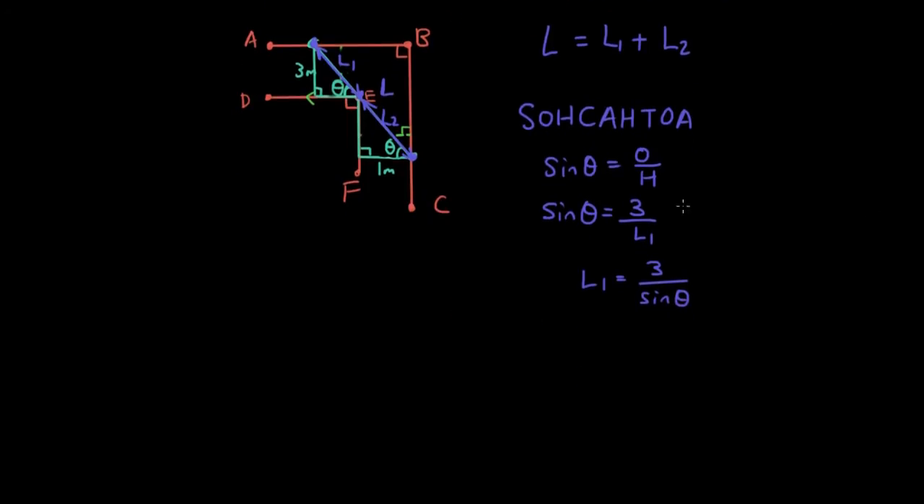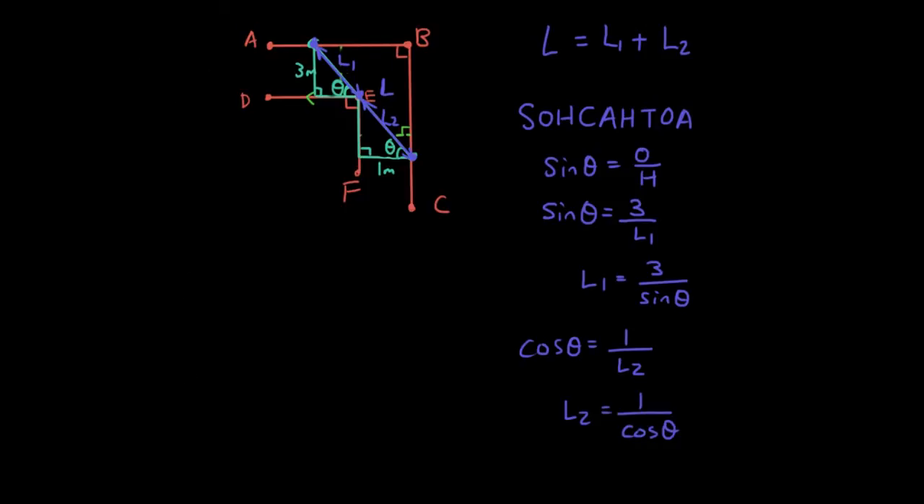Then if we look at the bottom triangle, this triangle here, we have cosine theta is equal to adjacent over hypotenuse. So cos theta equals adjacent, which is 1 meter, over the hypotenuse, which is L2. If I rearrange that, I get L2 is equal to 1 over cos theta.